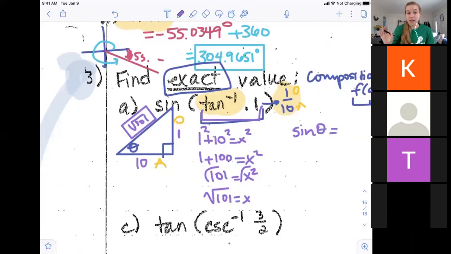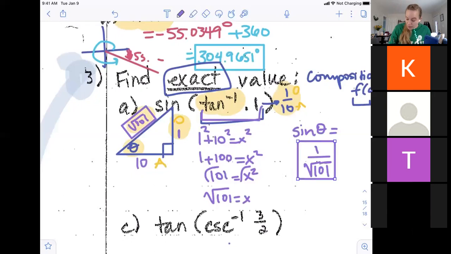I don't care what theta is. All I care about is the sine of it. And so the sine of that theta is going to be opposite over hypotenuse. So that's going to be 1 over root 101. You're welcome to rationalize that if you want, but I'm going to keep it as a fraction. This would be my best answer.